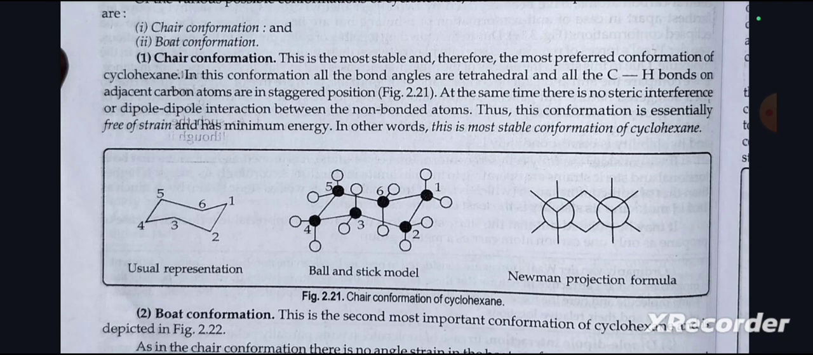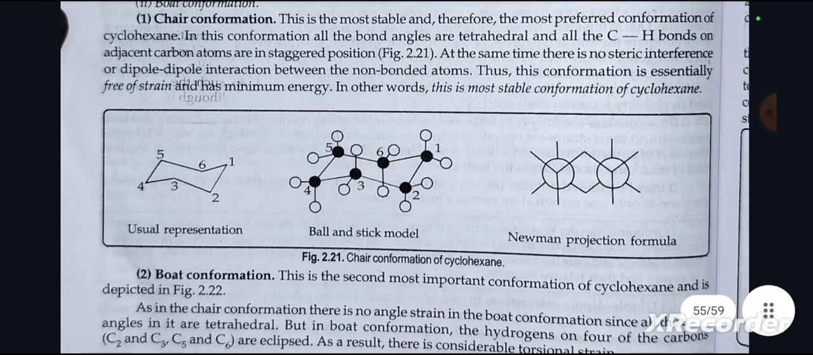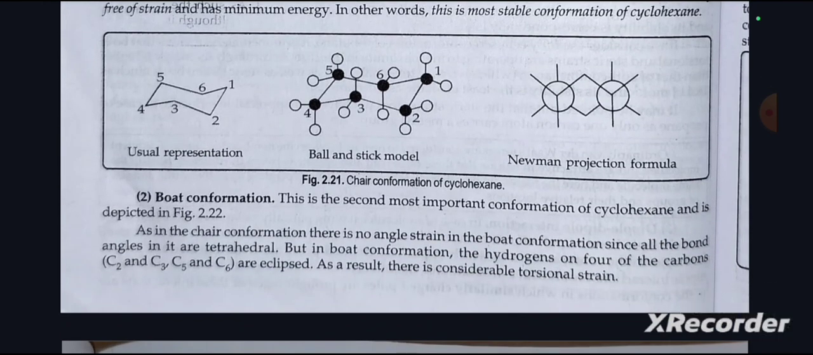In this conformation, all the bond angles are tetrahedral and all the C-H bonds on adjacent carbon atoms are in staggered position (figure 2.21). At the same time, there is no steric interference or dipole-dipole interaction between the non-bonded atoms. Thus, this conformation is essentially free of strain and has minimum energy. In other words, this is the most stable conformation of cyclohexane. Usual representation, ball and stick model, Newman projection formula. Figure 2.21.